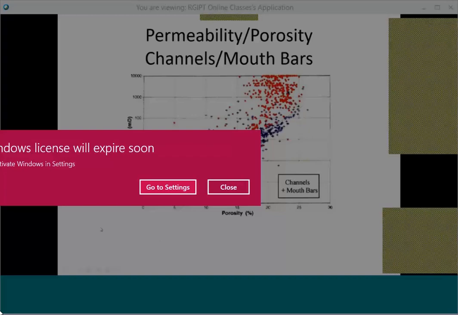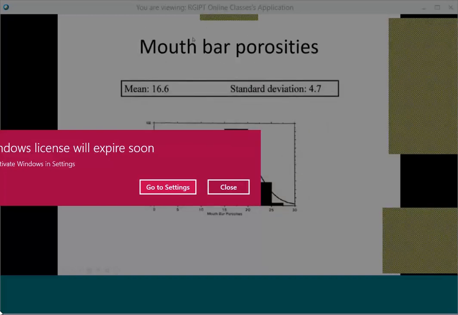Okay, now let us see if I have this. So mouth bar porosity is plotted here. For mouth bar porosity, the mean is 16.6 and the standard deviation is 4.7, and then there is a curve fit to it. This is a normal distribution. Though it looks like it's a bit skewed, for practical purposes you can use this as a normal distribution.